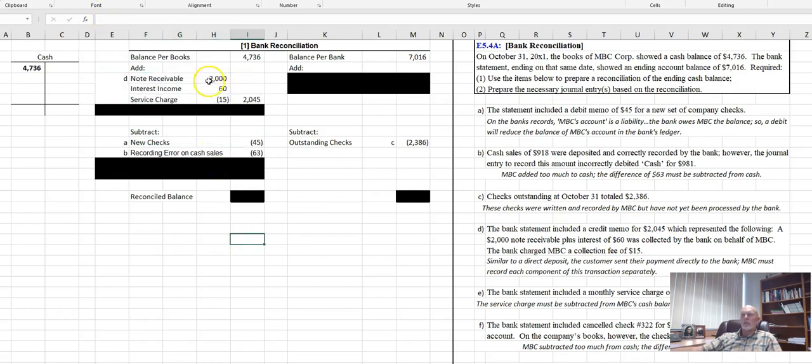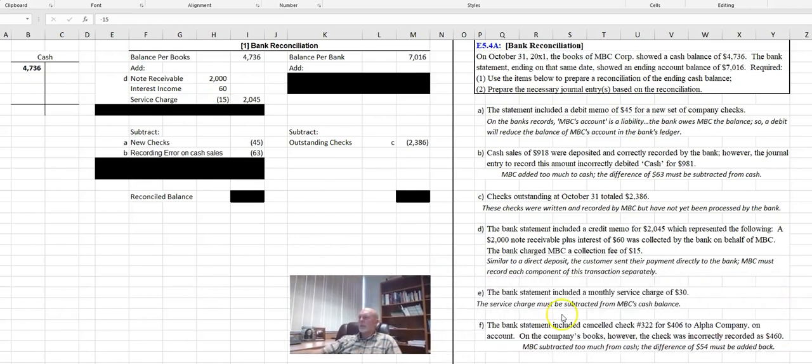So that consisted of a $2,000 note, $60 of interest, and then reduce that by a $15 service charge. And being a minus, you might think it would go down here, but all three of these belong together. They're all part of one transaction, so I would keep it up there. Okay, let me move my picture here.